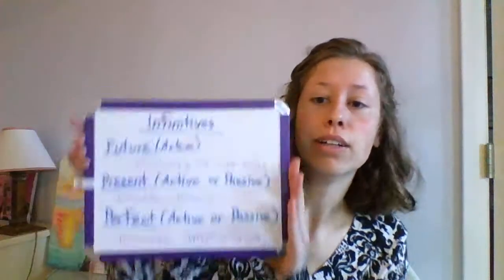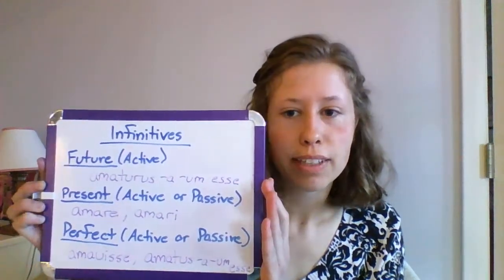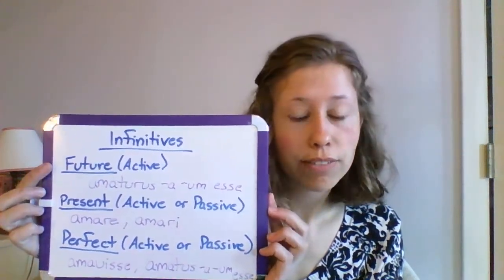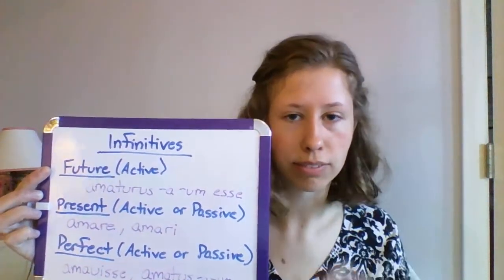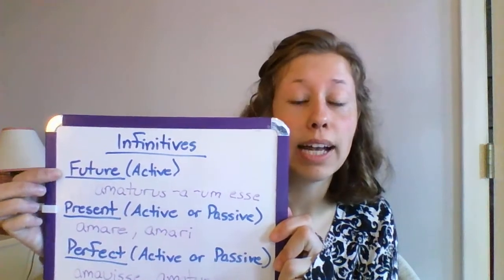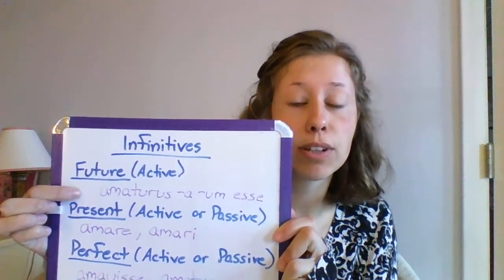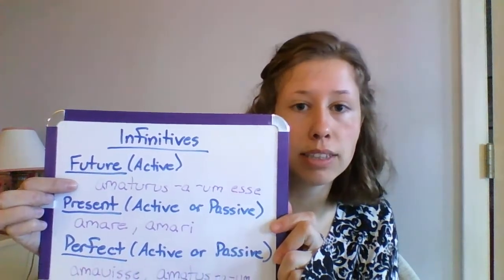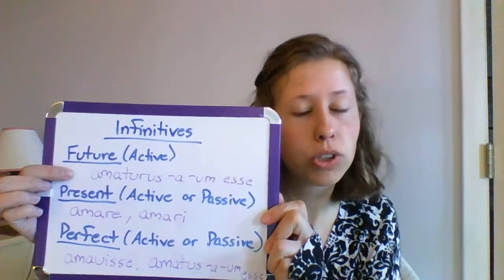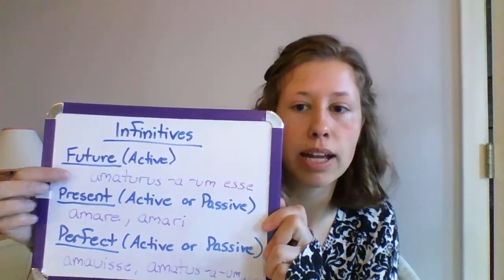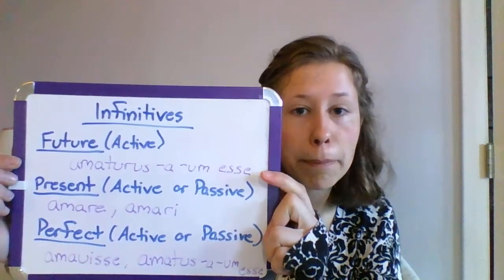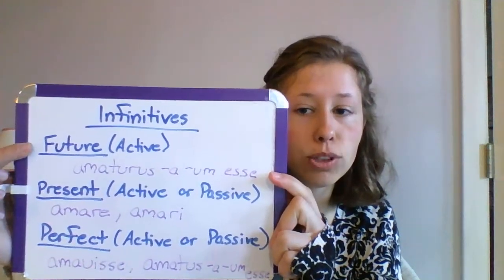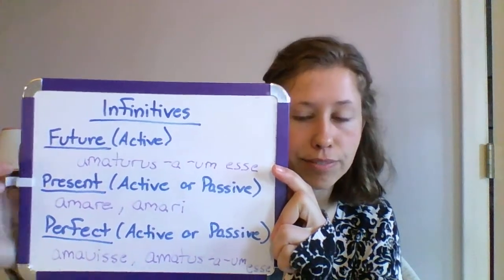Okay, next is a review of the infinitives. So, the way the infinitives work. You have future infinitive, only ever active. We're not going to talk about the passive because it doesn't really exist. So, future active infinitives. You take that fourth principal part, the amatus, you add -urus, -a, -um, just like you do for the future participle. So you get amaturus, -a, -um, and then you add esse. So amaturus, -a, -um esse is the future infinitive, active.